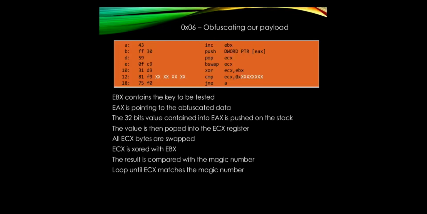And all ECX bytes are swapped because I just wanted to add a little bit of obfuscation in the process itself. Basically, the number that you're going to get is not exactly the key because it needs to be swapped, just to make sure that reversers may spend a little bit more time on this, because they may think that this is the key, but actually it's going to be swapped after. But at the end, the key remained the same. And after that, the result is compared with the magic numbers and loops until ECX finds a match. And at that point, you get the key and you're allowed to decrypt your malicious payload.